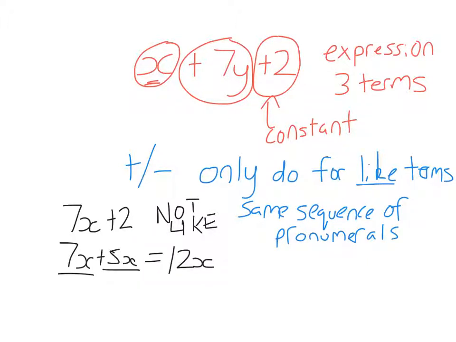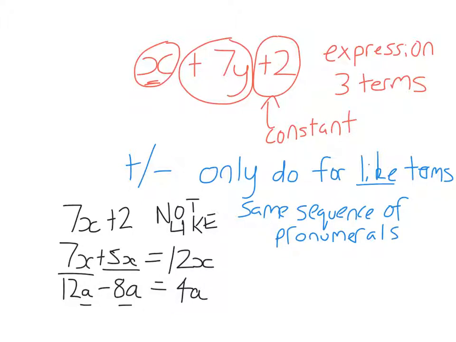It works very similar for subtracting. If I have like 12a minus 8a, they are like terms because they both have an a, so I can subtract them. I just subtract the coefficients. 12 minus 8 is 4, and I have 4a. Or if you think of them like apples, if you had 12 apples, you take away 8 apples, you have 4 apples left.